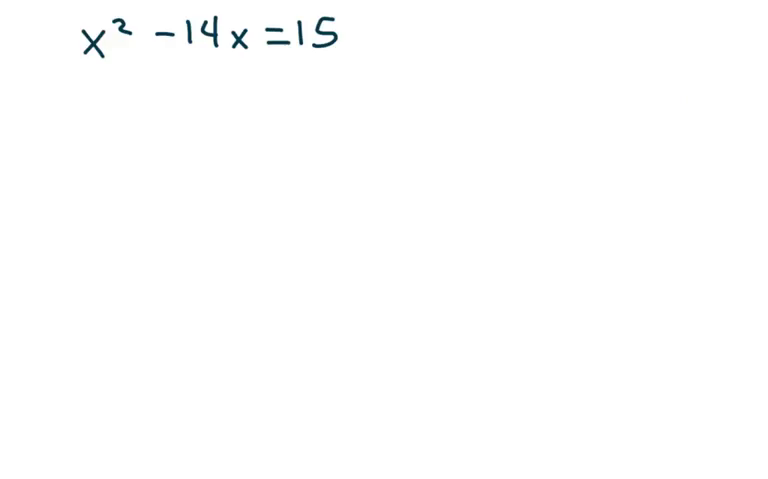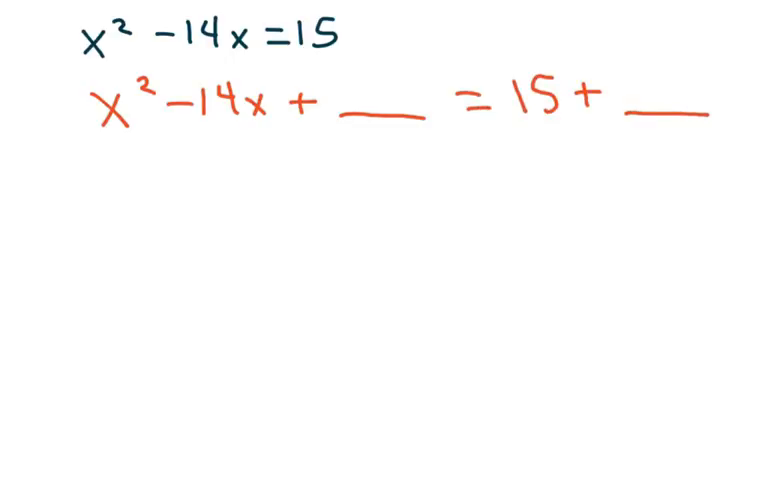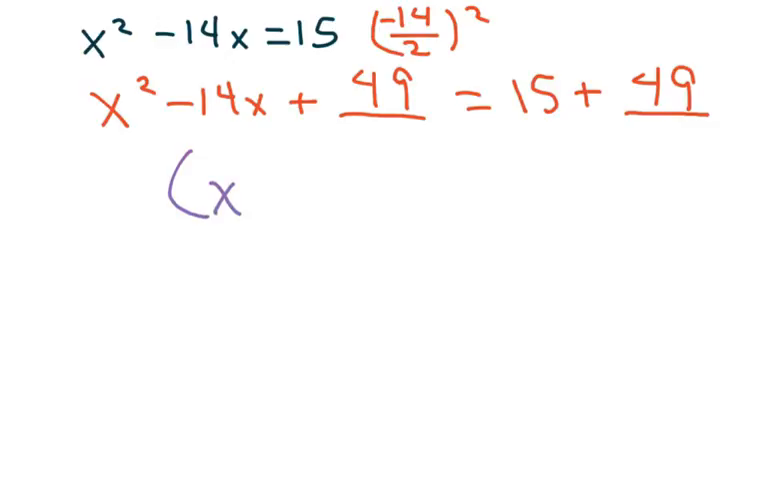Okay, the next one, I'm going to do the same thing. I'm going to put my little squares. Let's put lines this time. Equals 15 plus something. Half of 14, I'm going to put negative. It's negative 7 squared is 49. So we're adding 49 to both sides. I'm going to write this as a perfect square trinomial. So half of 14 is 7 equals 15 plus 49. So that's going to be 63, or 64.